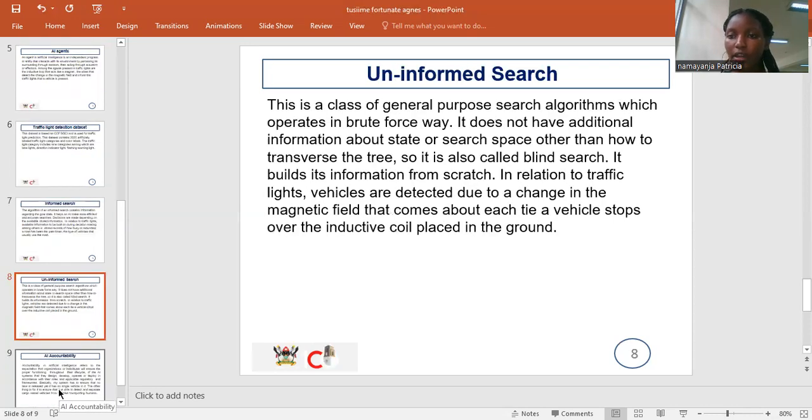We also have uninformed search. Uninformed search is actually the opposite of informed search. For uninformed search, everything is built from scratch. You look for information on your own. There is nothing given to you. And so in relation to traffic lights, vehicles are detected due to the change in magnetic field that comes about each time a vehicle stops over the inductive coil placed in the ground. I've talked about this several times. I believe you understand it.